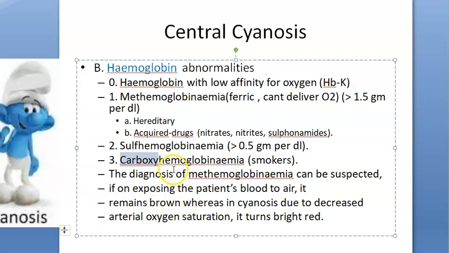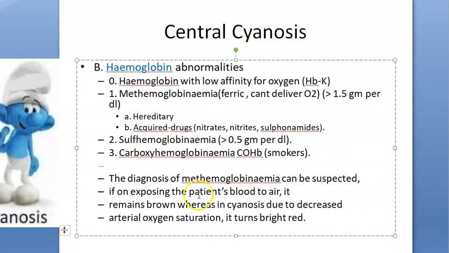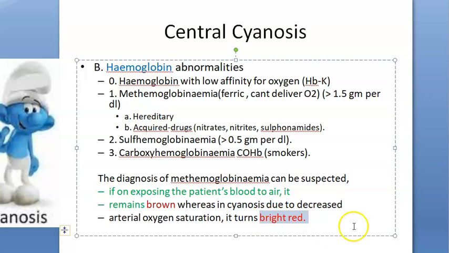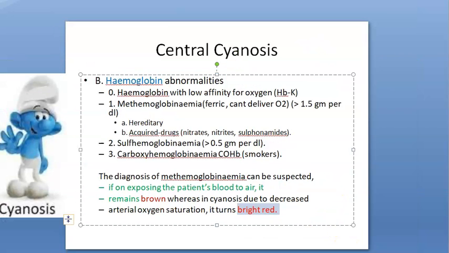Remember, if carbon monoxide is there, it will not give opportunity to anybody. It will bind very strongly. So this one is going to be COHb. Carbon dioxide means it will be called carbaminohemoglobin, right? Carbaminohemoglobin is not a problem. Carboxyhemoglobin is a problem. Then they are telling how will you know that a person has methemoglobin? You just take his blood and expose it to the air. If it is cyanosis from this cause, it will turn bright red. That's what you can remember: bright red.